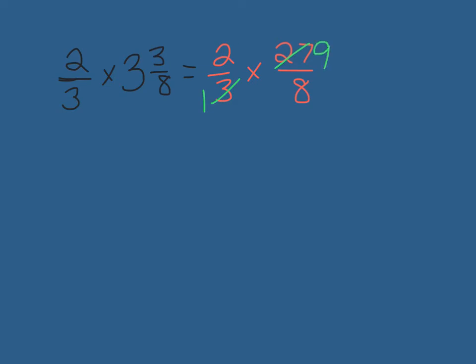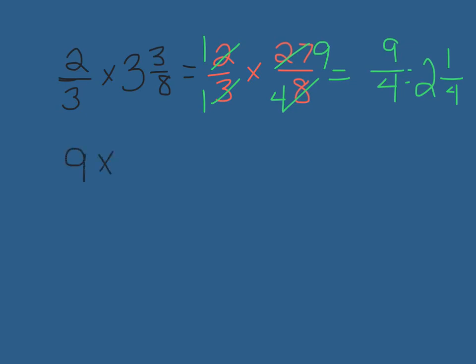Then I have the 2 and the 8. 2 goes into both of those. 2 goes in there 1 time and 4. So now I have 9 times 1 and 4 times 1. So that would equal 9 times 1 equals 9, and 4 times 1 equals 4. Okay, now I need to turn that back into a mixed number. 4 goes into 9 2 whole times, and I have 1 left over, and my denominator stays the same. So 2 and 1/4. Let's take a look at one more.